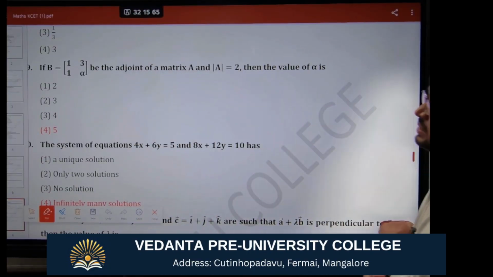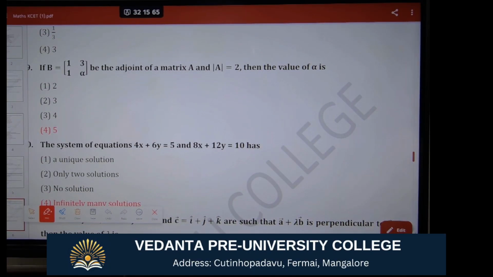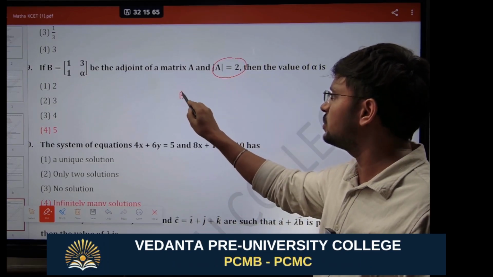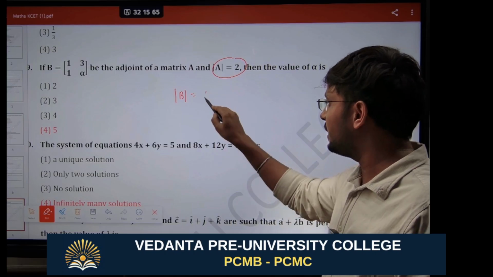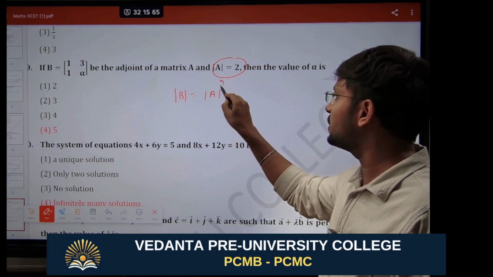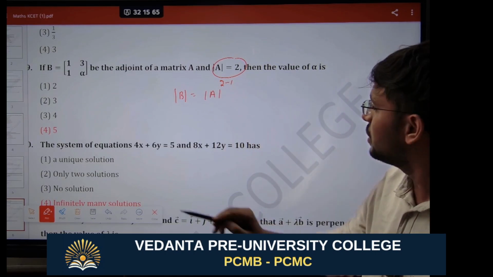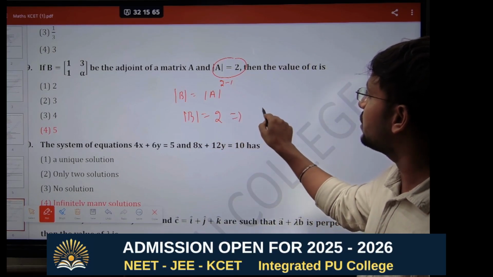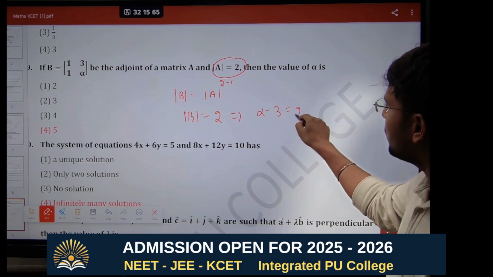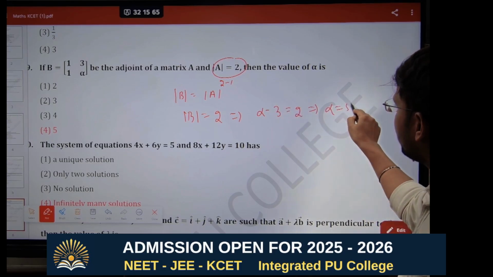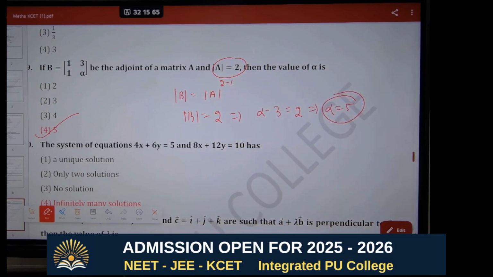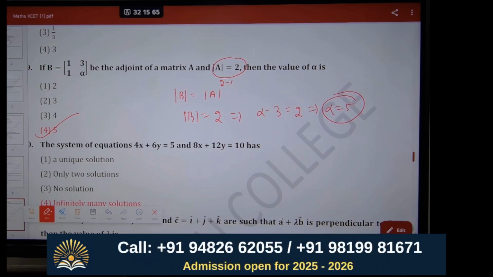Now see, the matrix B is the adjoint of matrix A. Determinant of A is given. So B is the adjoint of A. So what will be determinant of B? Determinant of A to the power n minus 1. So n is 2, the order. So determinant of B is nothing but determinant of A only. And what is determinant of A? Alpha minus 3, and that is equal to 2. So what is alpha? Alpha will be equal to 5. You will get option 4.